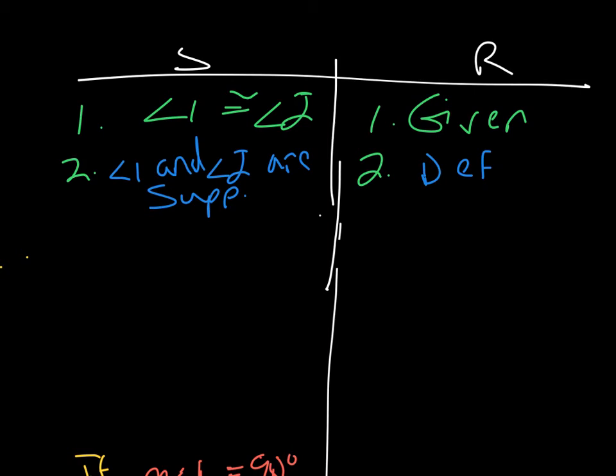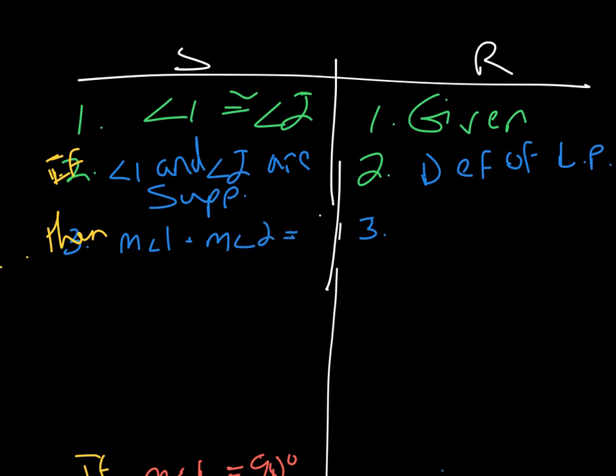If you went ahead and said that they add up to 180, you're one step ahead of me. LP is linear pair. I'm going to say that next, because now that I know that they're supplementary, I can use my definition of supplementary. So I've got this nice little setup here that if they're supplementary, then their measures have to equal 180, and that's what I'm about to state. Measure of angle 1 plus measure of angle 2 equals 180 degrees.